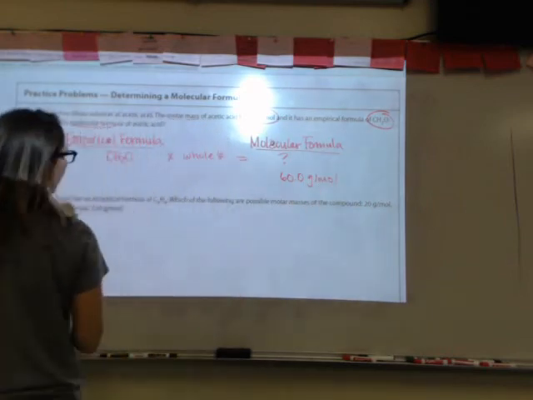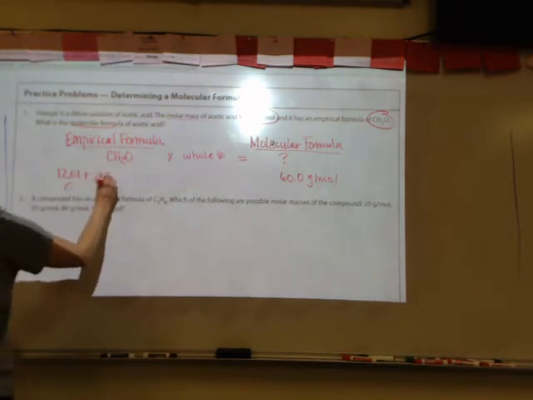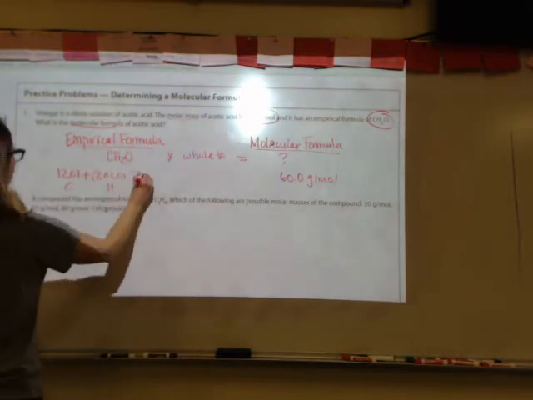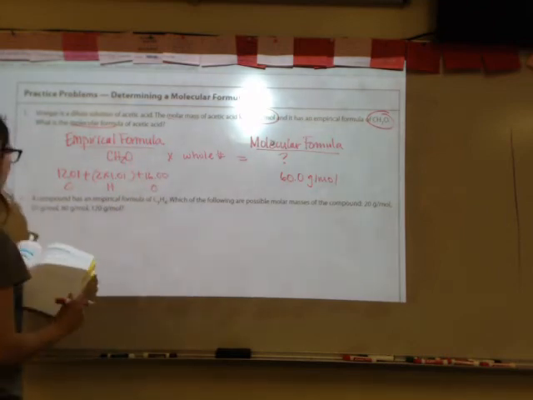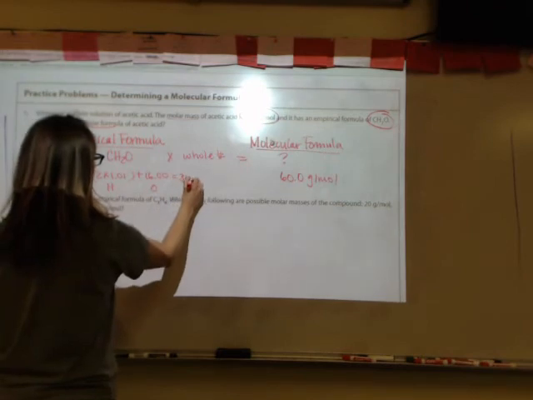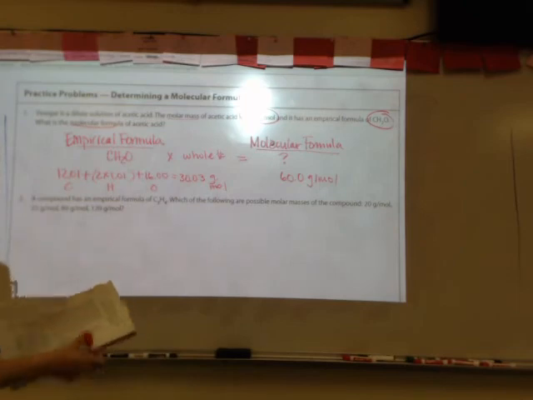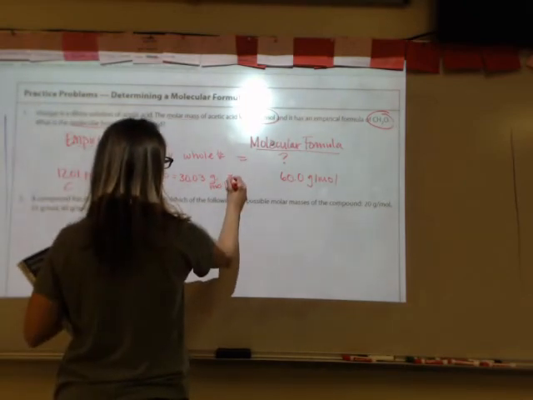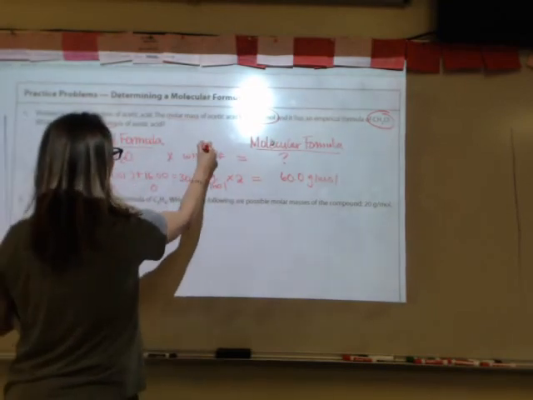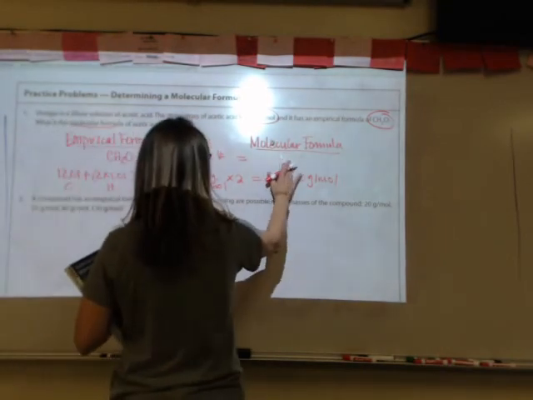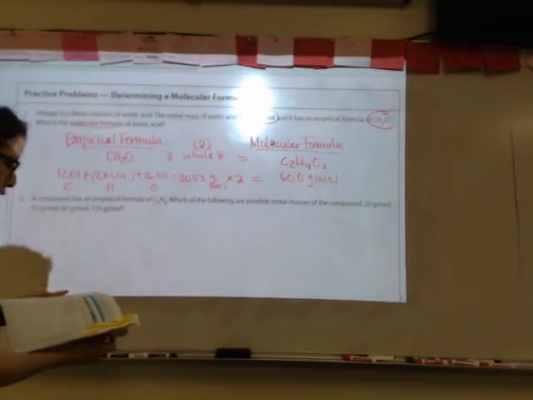I use the periodic table to get the empirical formula mass, which is 12.01 for carbon, 2 times 1.01 for hydrogen, and 16 times oxygen. So when I add these together, this is going to be 30.03 for the mass of my empirical formula. 30 times what whole number is 60? Well, 30 times 2 is 60. So that means CH2O times 2 will be my molecular formula, which is C2H4O2.